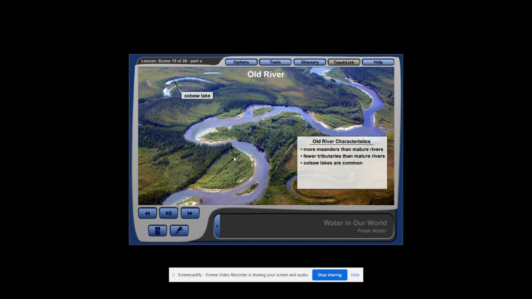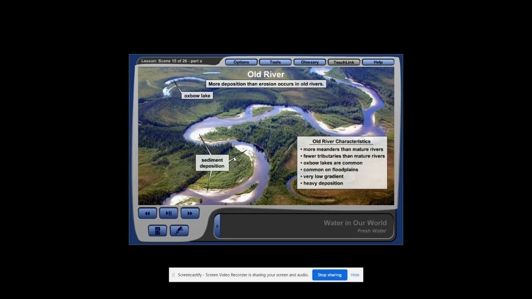Oxbow lakes typically form along the banks of old rivers. Old rivers tend to flow through very wide, flat floodplains with a very low gradient. Generally, old rivers tend to move more slowly than rivers in earlier stages of development. This causes more sediment deposition along the insides of the channel than erosion. Old rivers also tend to deposit sediment onto the floodplains during repeated flooding.